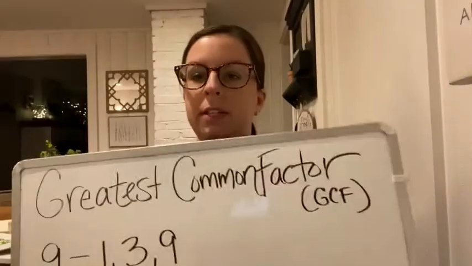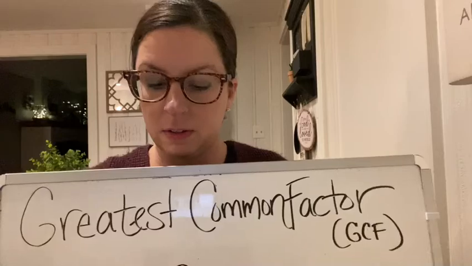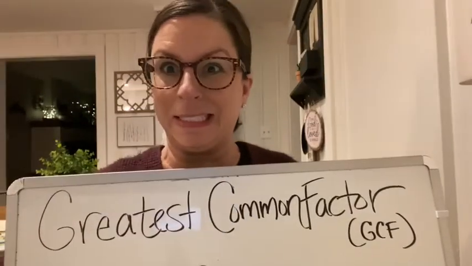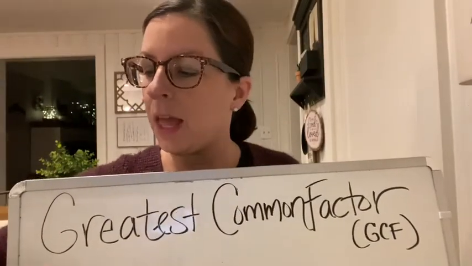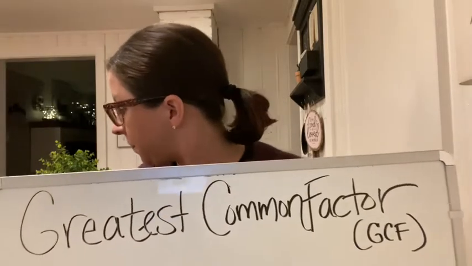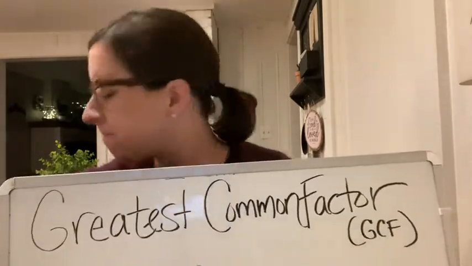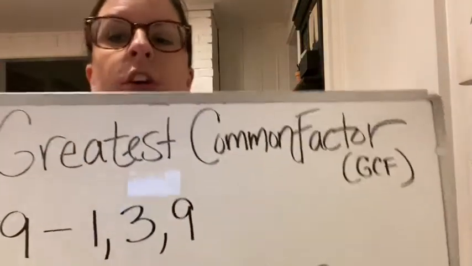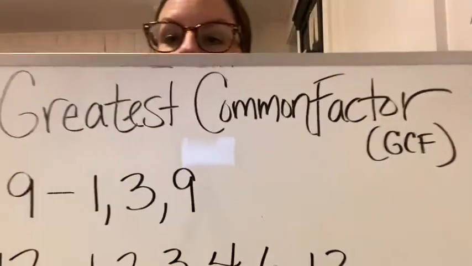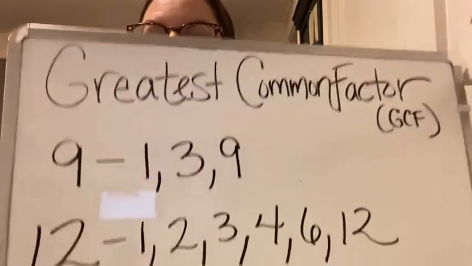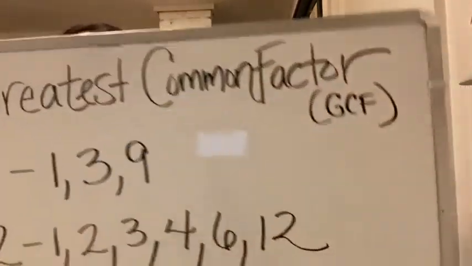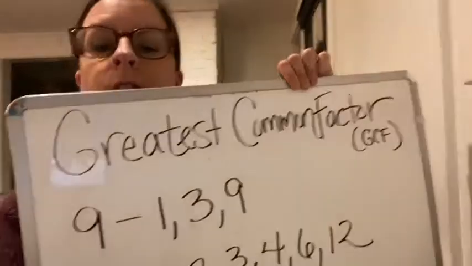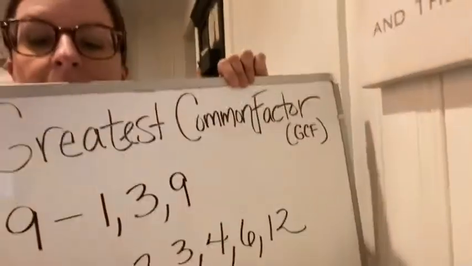I'm going to show you this here. We're going to move our bunny friends. I'm going to show you an example of finding the greatest common factor. So I have 2 numbers here, 9 and 12, and I have all of their factors written out.